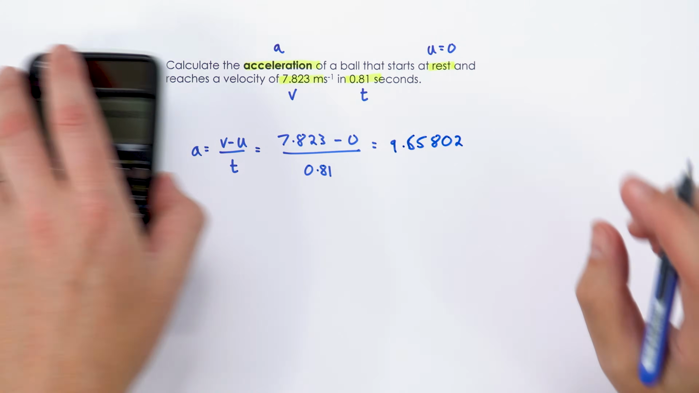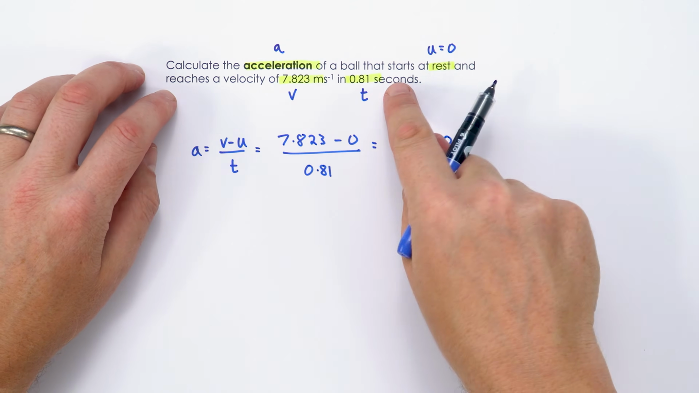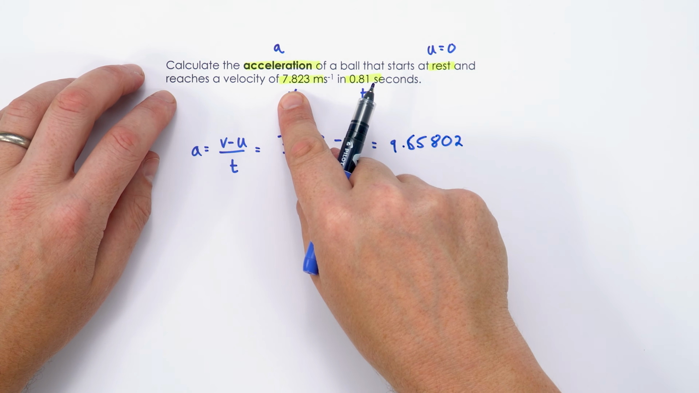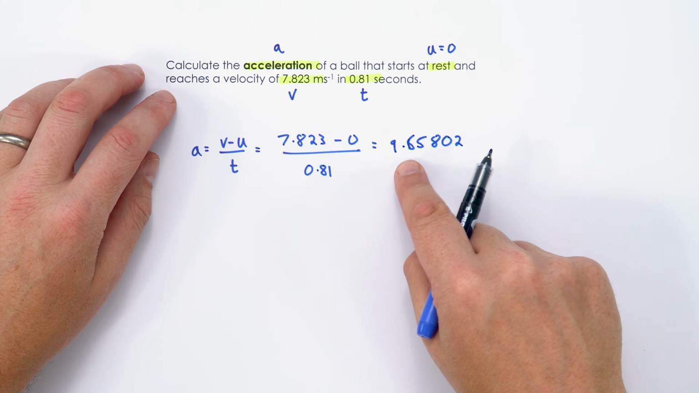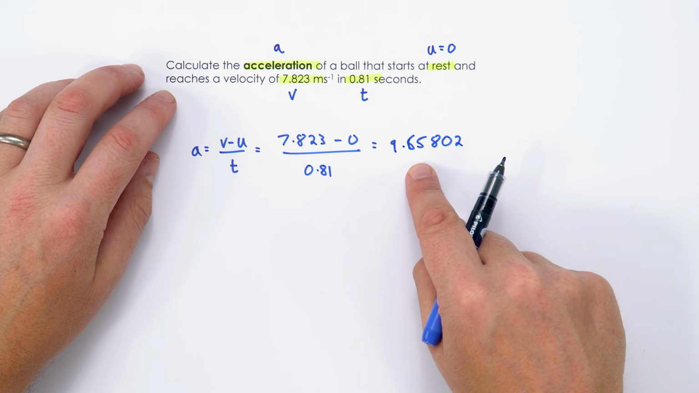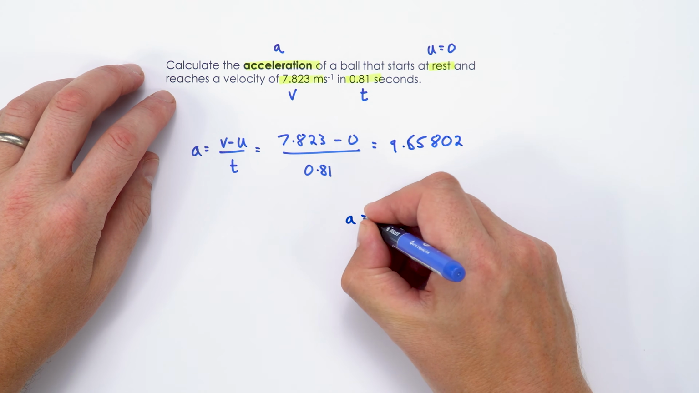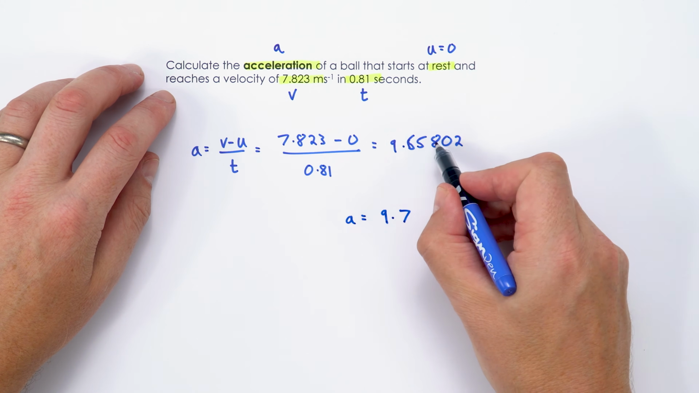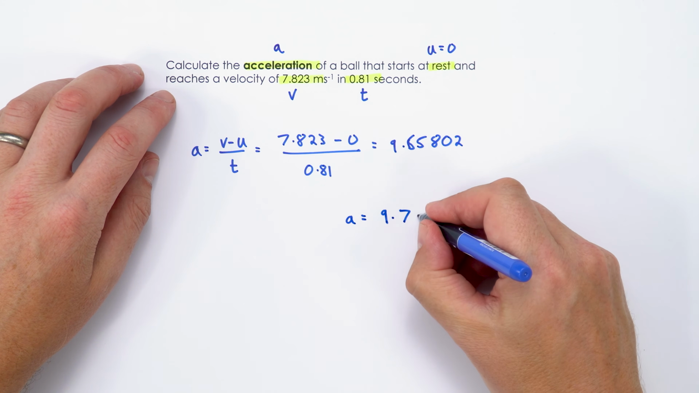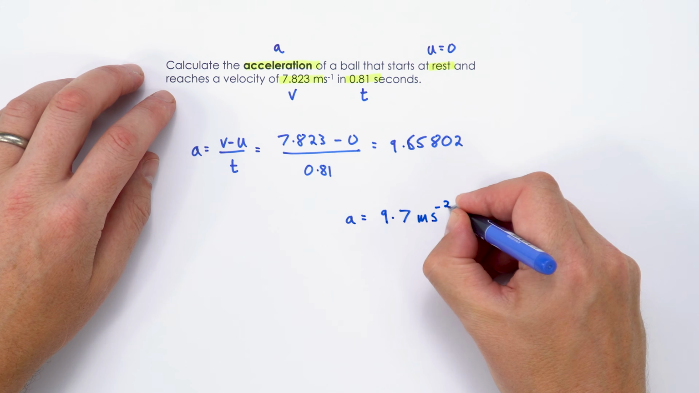9.65802. Now, we need to look at the raw data we've got here. That's given to 4 significant figures, but that's given to 2 significant figures. So 2 significant figures would be an appropriate way to give our final answer. So that means the acceleration is equal to 9.7, because 658 is closer to 7, and then the units will be meters per second squared.